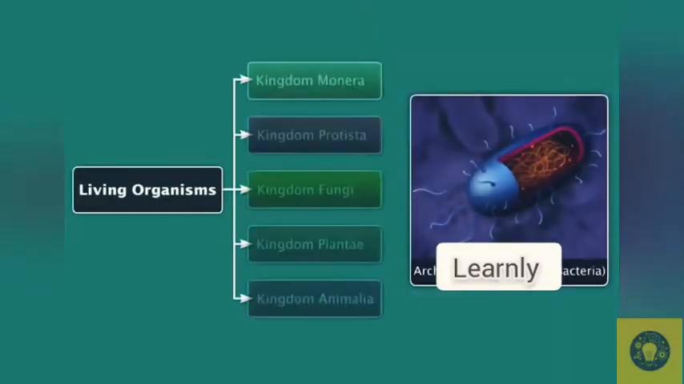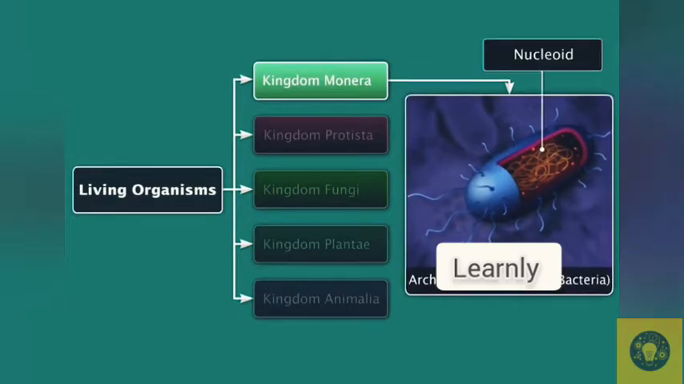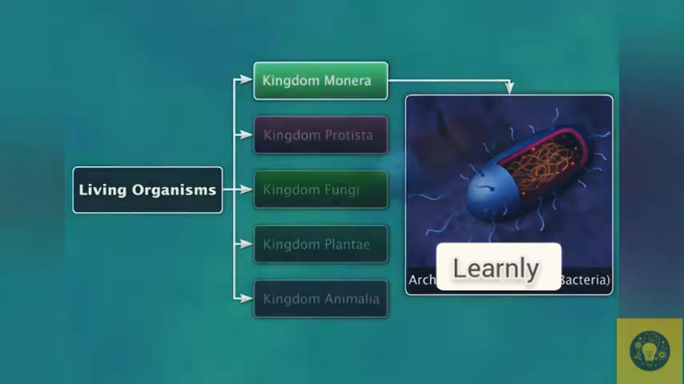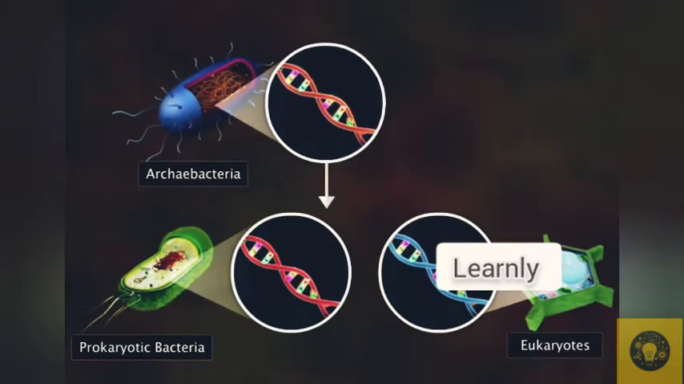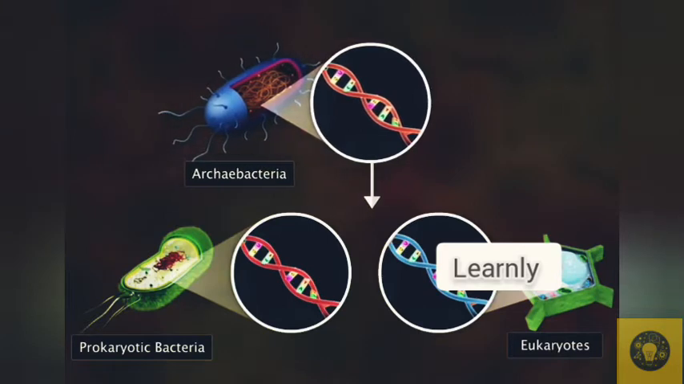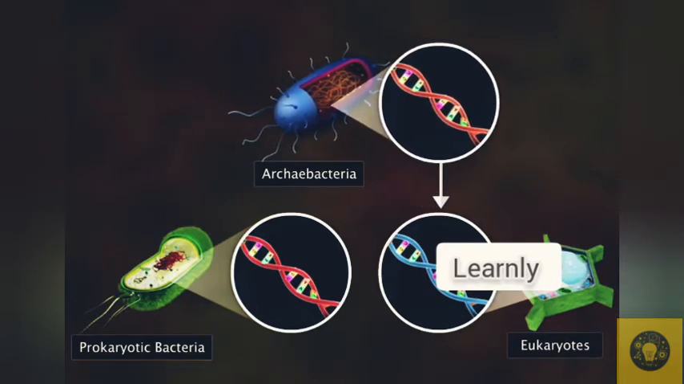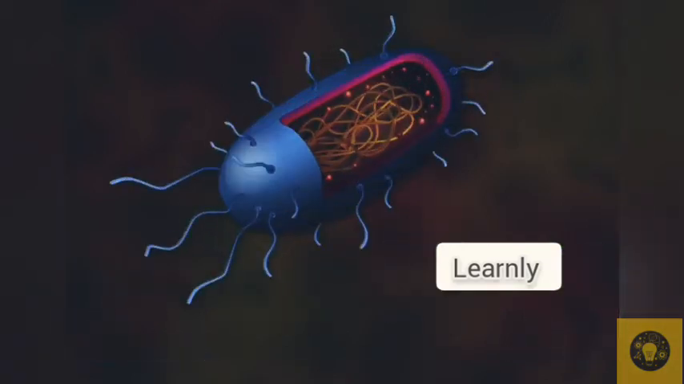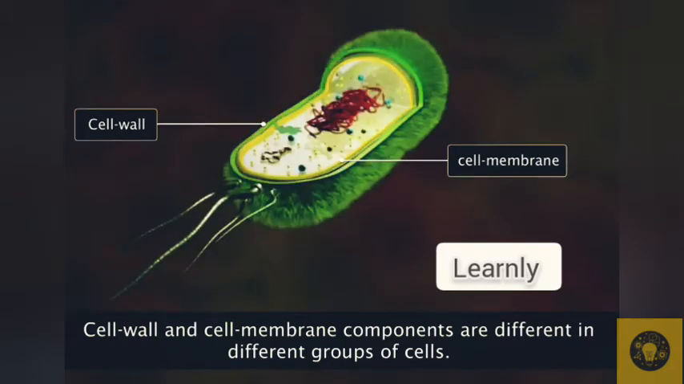Their prokaryotic appearance readily placed them under Kingdom Monera, named Archaebacteria, meaning ancient bacteria. Soon it was realized that the genes of archaebacteria were more closely related to eukaryotes than to the prokaryotic bacteria. Moreover, their cell walls and plasma membranes were made up of different components.